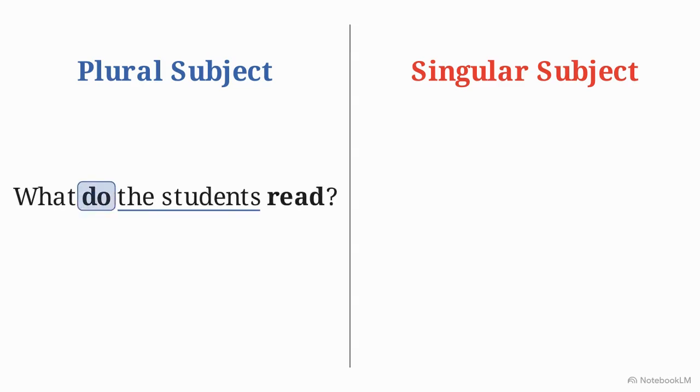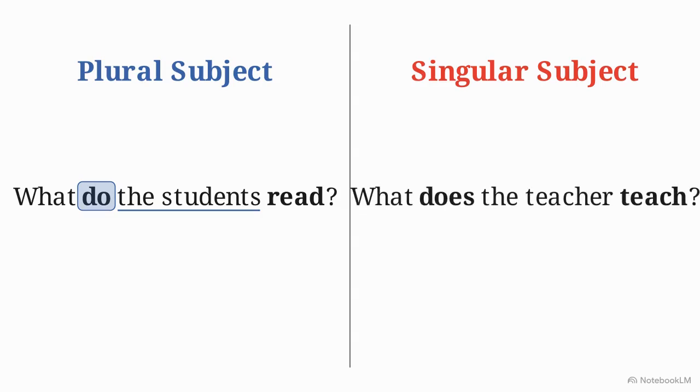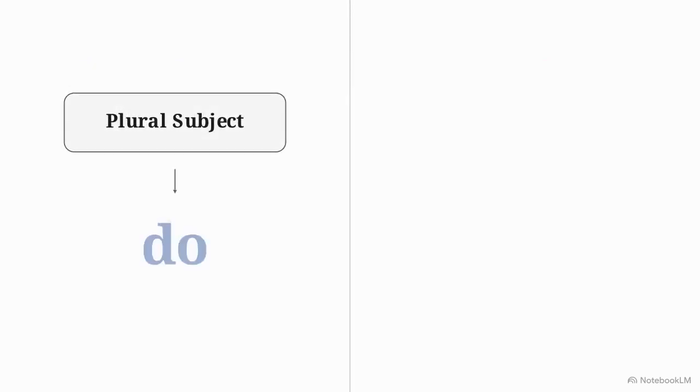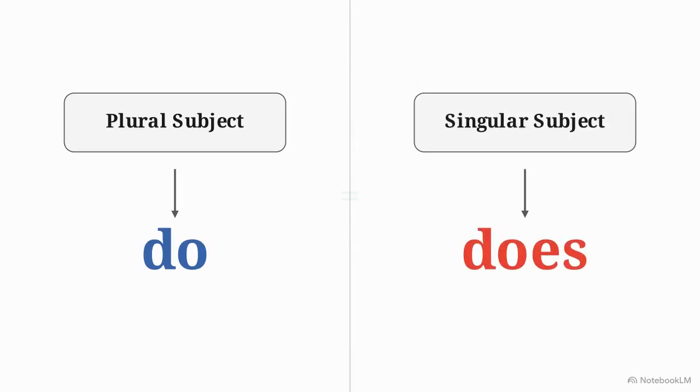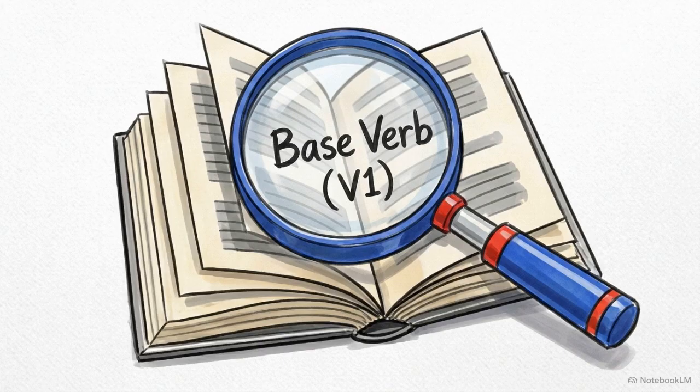Looking at a plural question next to a singular question, you can see the single structural difference. On the left, we have, what do the students read? On the right, what does the teacher teach? Whether you use do for a plural subject or does for a singular subject, both versions strictly obey the rule of using the unaltered base verb at the end of the sentence.